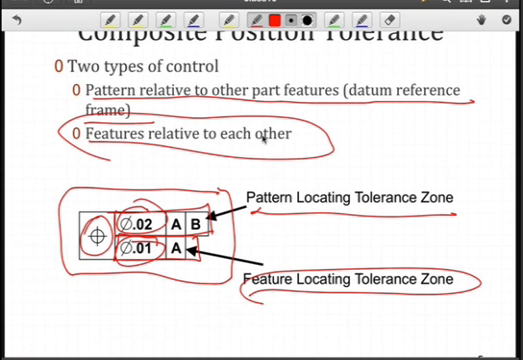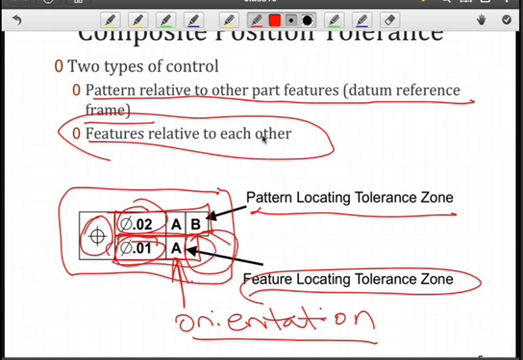So what's the major difference here? Well, what you should note is there's no B, so the datum reference frame has changed. Here, A provides a constraint, and that is orientation. So we're only concerned about how the tolerance zone for the feature locating tolerance zone is oriented, and we're not worried about where it's positioned.